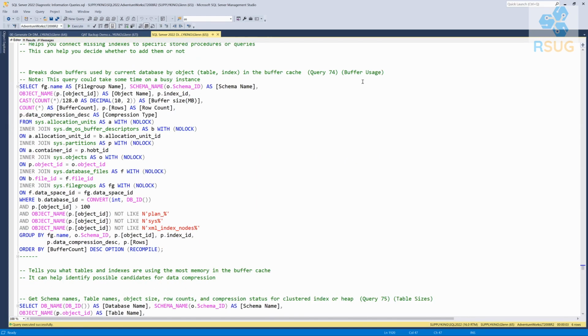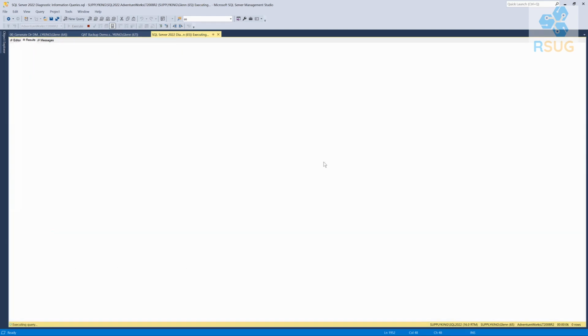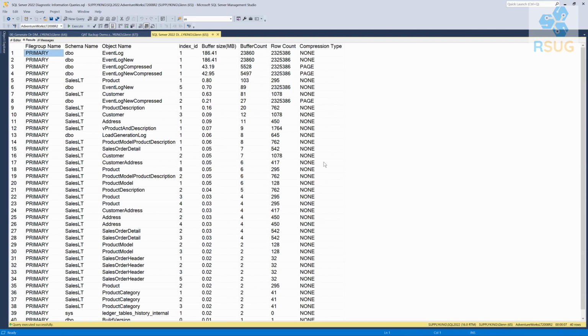And then this next one, buffer usage, it shows you what indexes are using the most memory on your instance for this database. And this can take a long, long time to run in real life if you've got a lot of memory. And even on my machine, it took a few seconds there. But in this case, it's showing you, on the primary file group, this table, index ID 1 is the clustered index. It's taking 186 megabytes, and it's not using data compression.